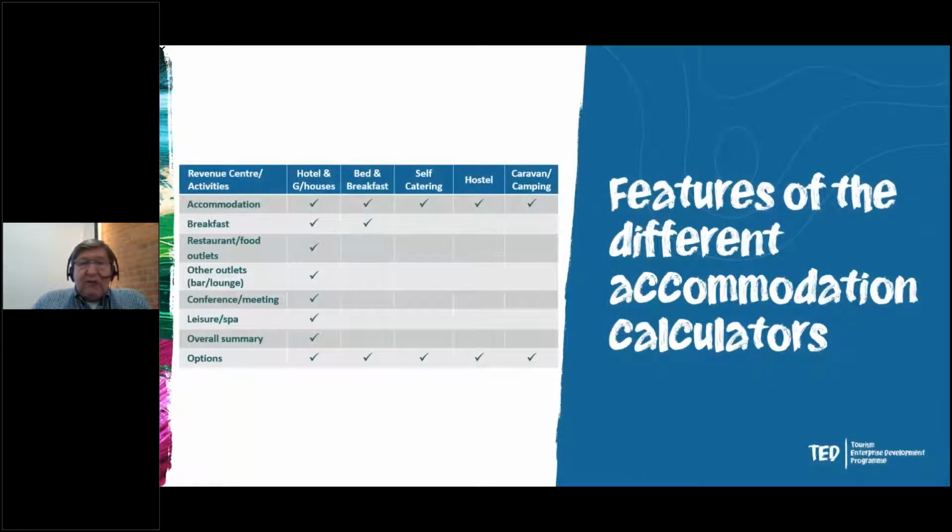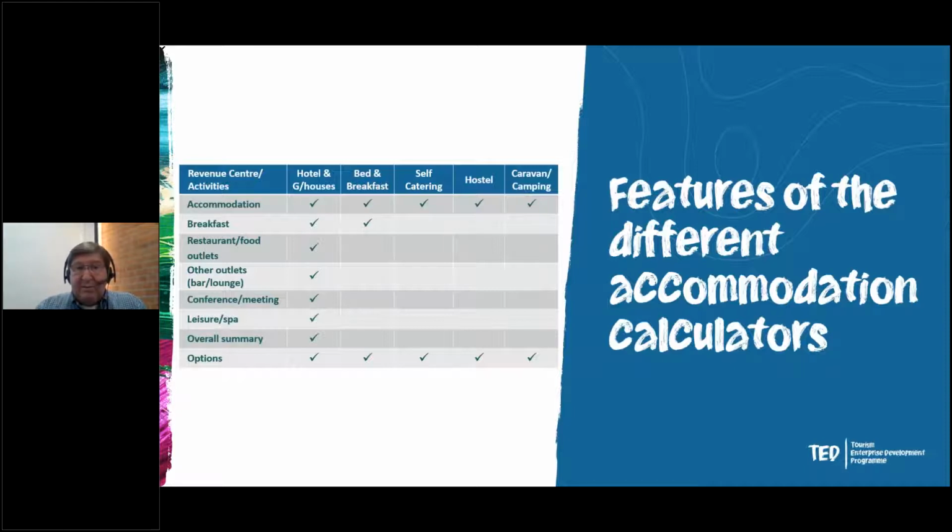So there are in total 5 separate calculators for the accommodation sector. There's a hotels and guest houses, bed and breakfast, a separate self-catering calculator, one for hostels and one for caravan and camping providers. And you'll see down the left-hand side of that particular table there, all of the different functionality for each of the calculators. So unsurprisingly, the hotel and guest houses one is the more complex because of the range of features and the range of services that hotels in particular will provide. And we'll have a look at that in a moment or two.